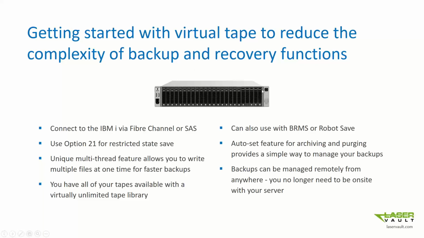So what can you do with virtual tape is you can reduce the complexity of backup and recovery functions. The way that a virtual tape solution functions with IBM is that the virtual tape is going to connect via fiber channel to the IBM or SAS, just like physical tape. You have the ability to use option 21 for restricted state full system saves. Now, probably the number one thing about virtual tape is it's so much faster to back up data as compared to tape.